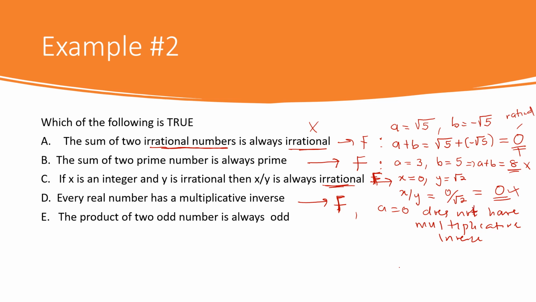Then, finally, the product of two odd numbers is always odd. Yes, this is always true. If you have two odd numbers and you multiply them, what you are going to get is still an odd number. This has a formal proof, but we'll go into that. Just think of any two. If you have a counterexample, then just put it in the comment section. But I think the product of two odd numbers is always an odd number.